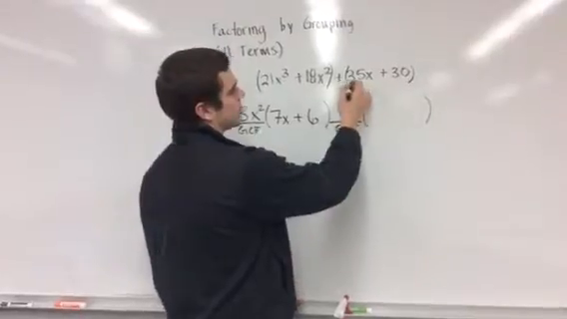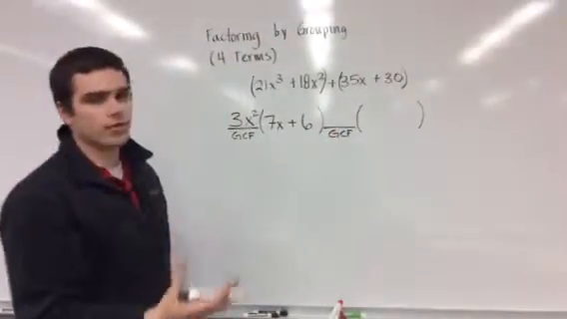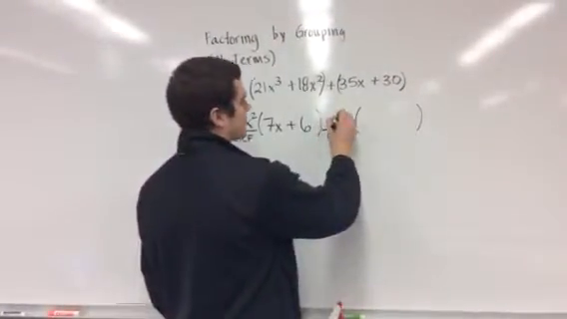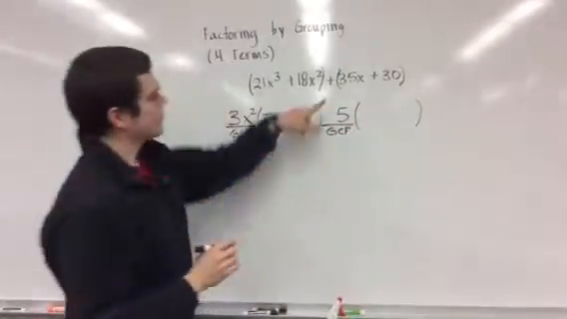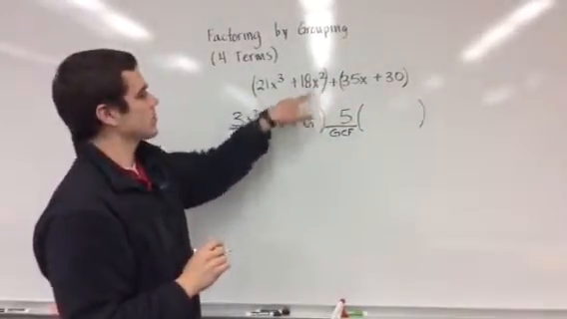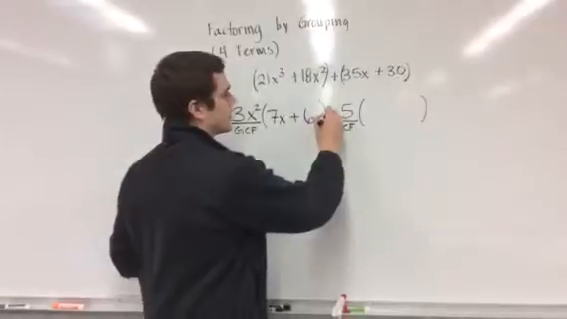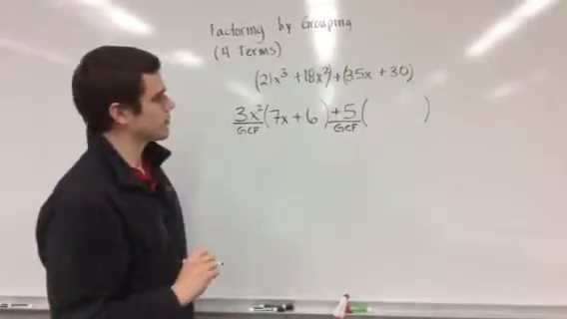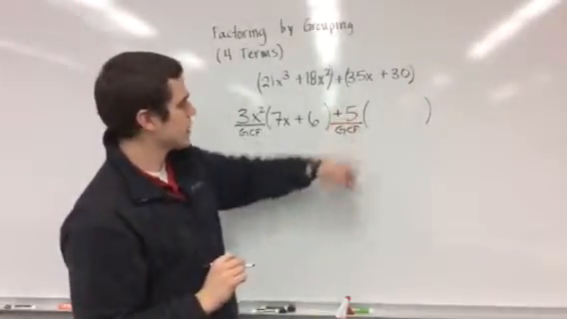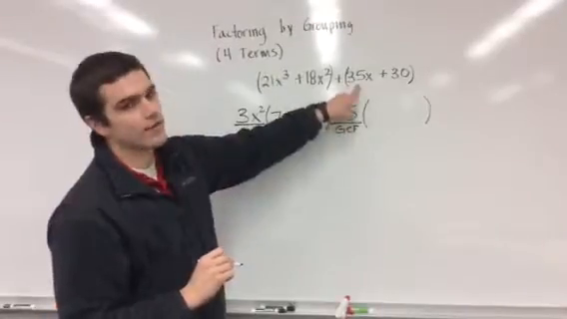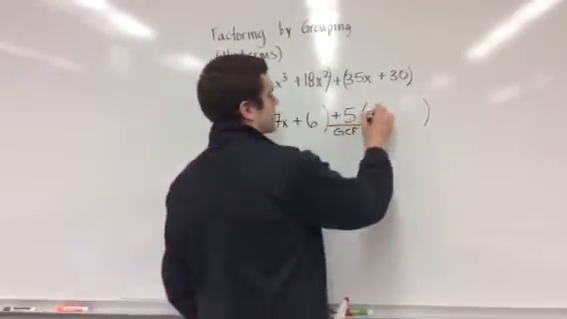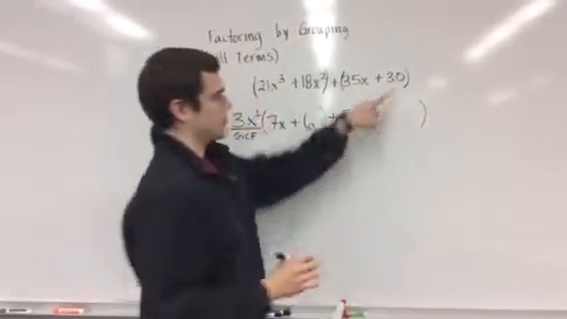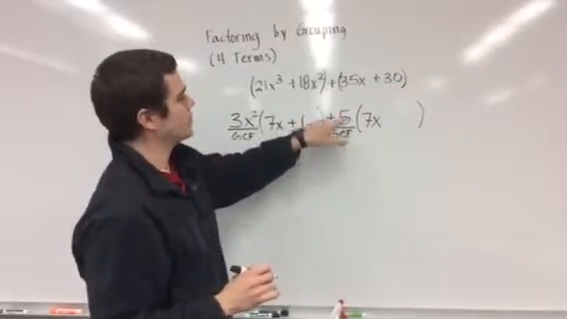You've got, what's the biggest number that will go into both 35 and 30? That's 5. And then whatever symbol is in between those parentheses, that's the symbol you put right here. So that's a plus, so plus 5. And then same process. 35x divided by 5 is 7x. And 30 divided by 5 is 6.